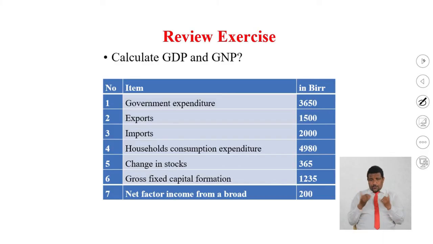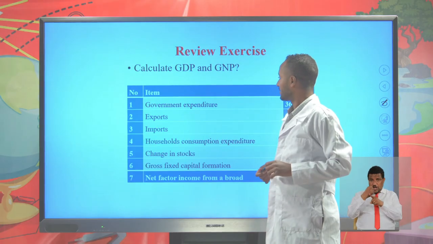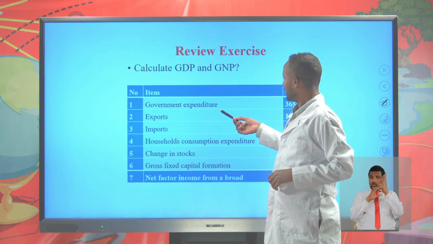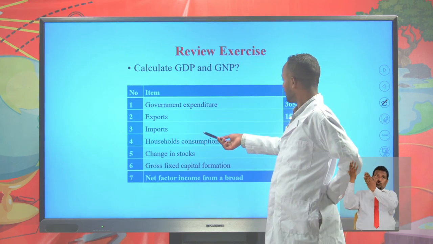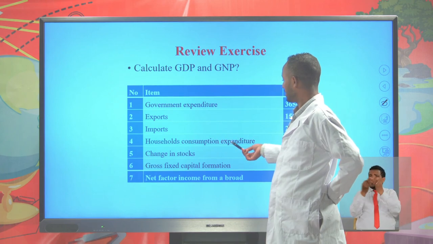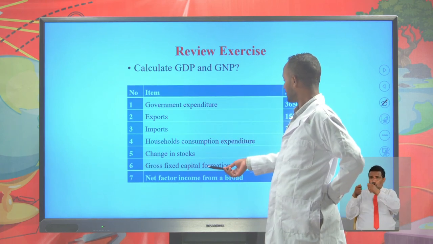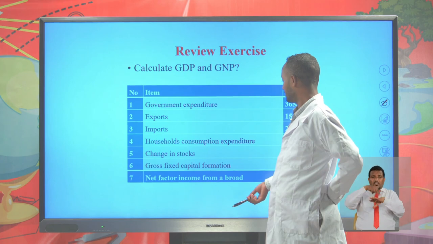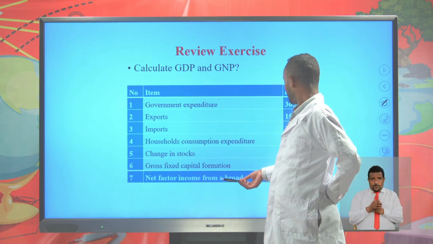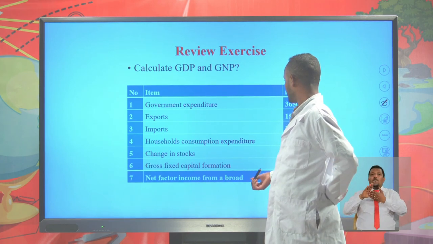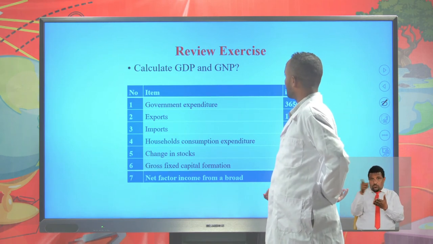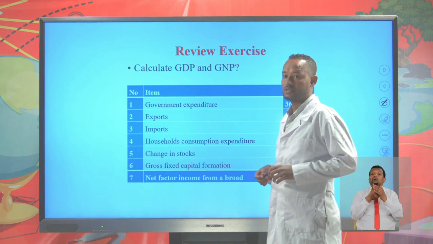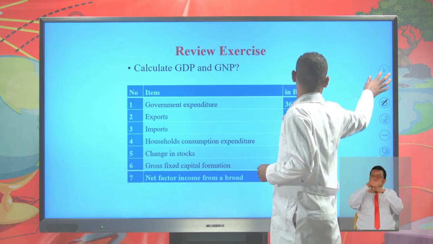Now, let me give you a revision exercise. These components are given: government expenditure, export, import, household consumption expenditure, changes in stocks, and the gross fixed capital formation. Then the net factor income from abroad is also given. Then you are going to calculate the gross domestic product and the gross national product.